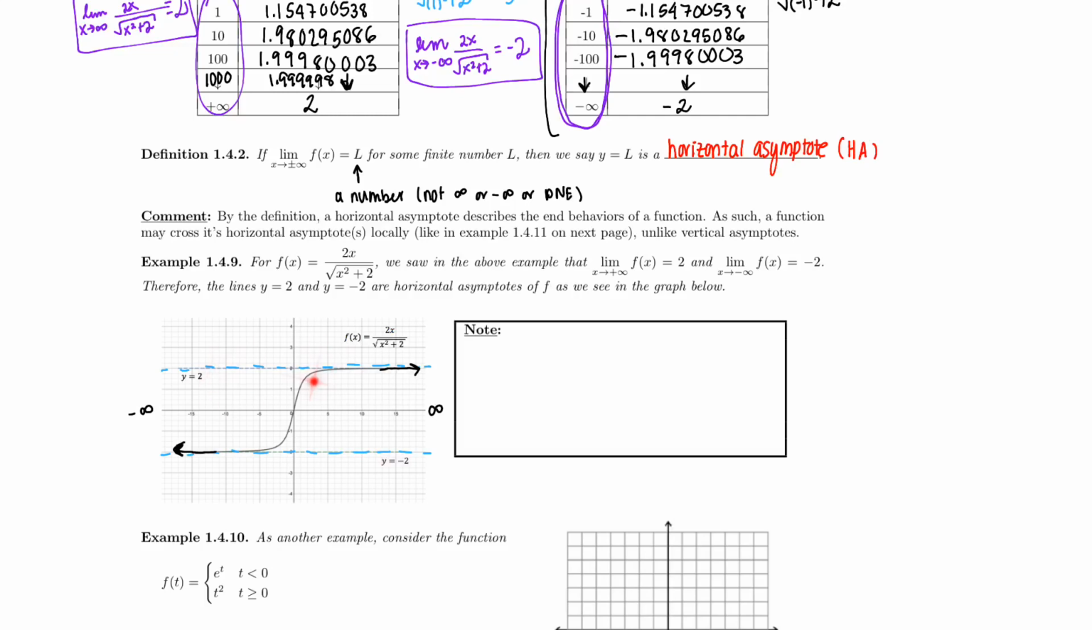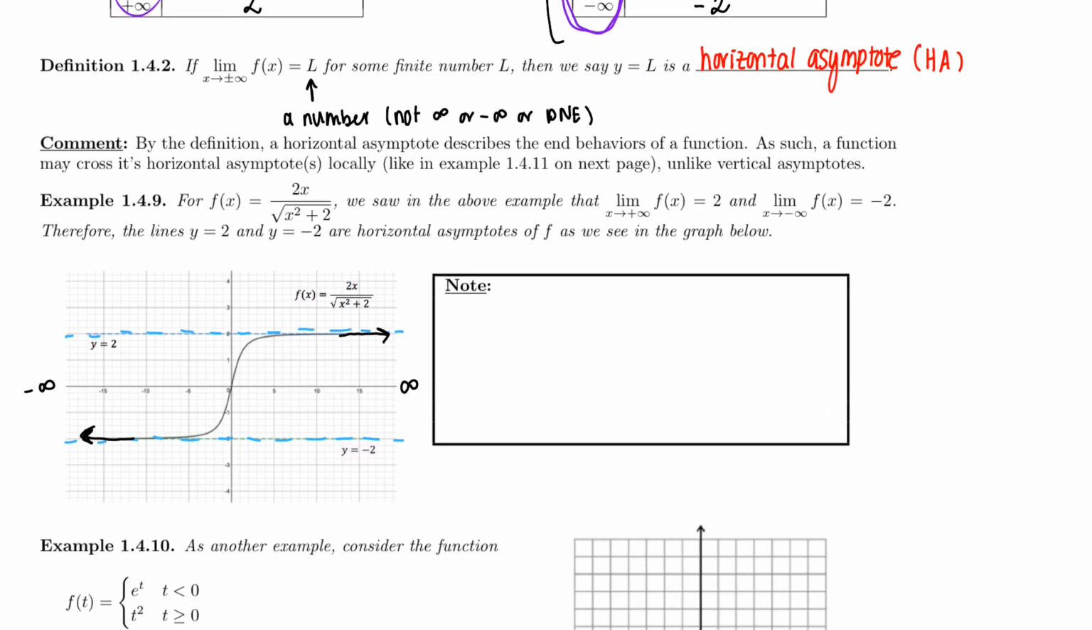So your horizontal asymptotes aren't always going to be the same in either direction. Right? This one has two different horizontal asymptotes. One for going to negative infinity, the other for going to positive infinity. So this shows that in order to find horizontal asymptotes, you have to look at both directions. You have to look at going to positive infinity and negative infinity.